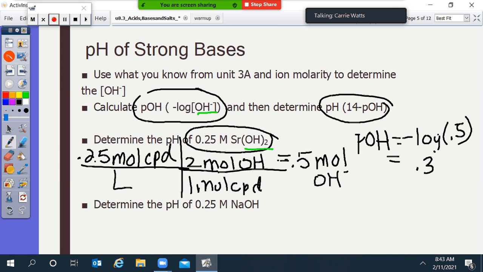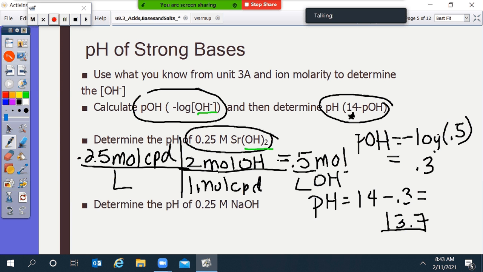Now I have to use that other equation. They didn't ask for pOH, so I'm going to use pH equals 14 minus pOH, this formula right here, which is 0.3, and I end up with 13.7 as my pH for this first one. So what I did was I made sure I knew the moles of hydroxide, which was different than the moles per liter of hydroxide, the molarity. And then to get pH, I needed to subtract from 14.